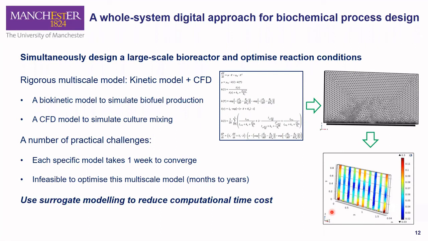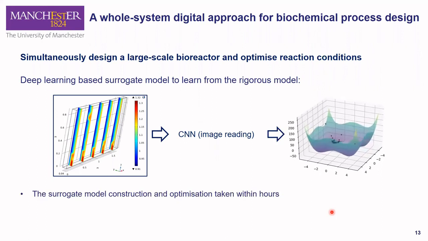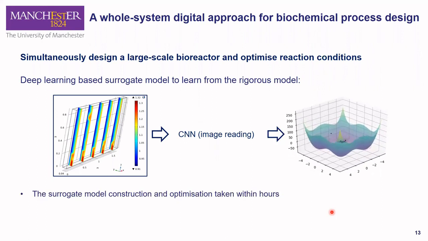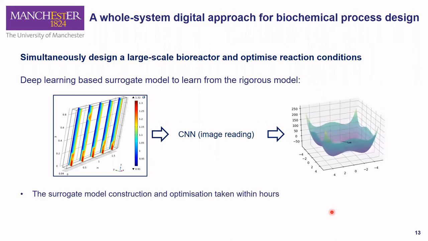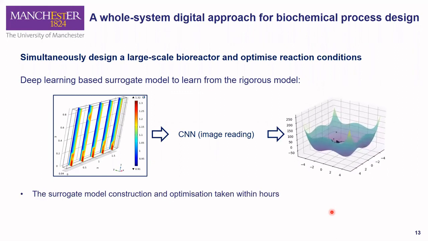Well, we can build a surrogate model to reduce the computational time cost. The concept of a surrogate model is that we can use the data generated from the rigorous model, in this case, the images generated from the CFD model, to train a machine learning model, such as a convolutional neural network, which is an image reading technique. And then we can directly optimize this neural network. It is very efficient to construct this surrogate model, and the optimization will only take 2 hours.